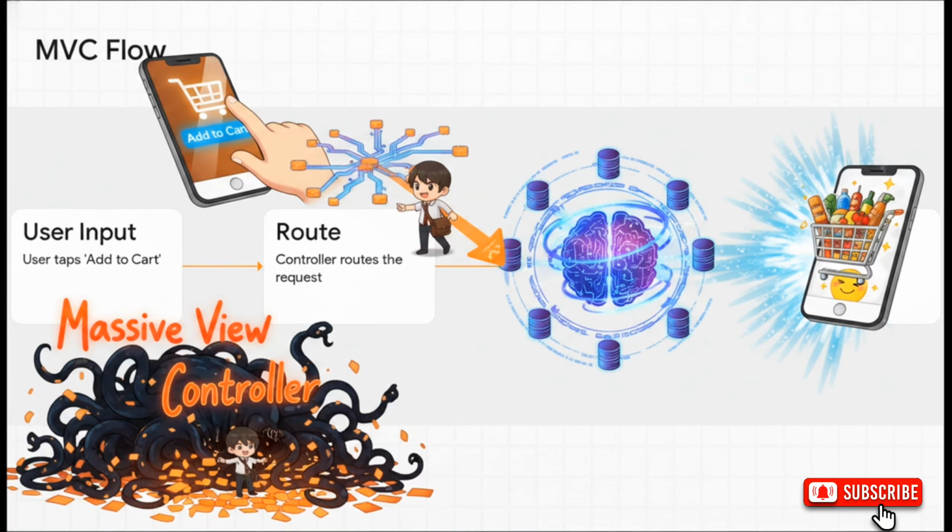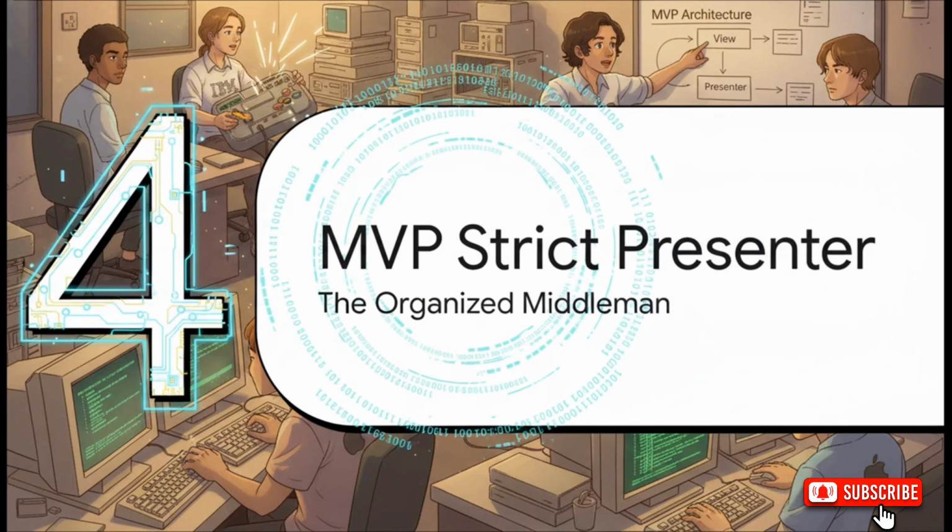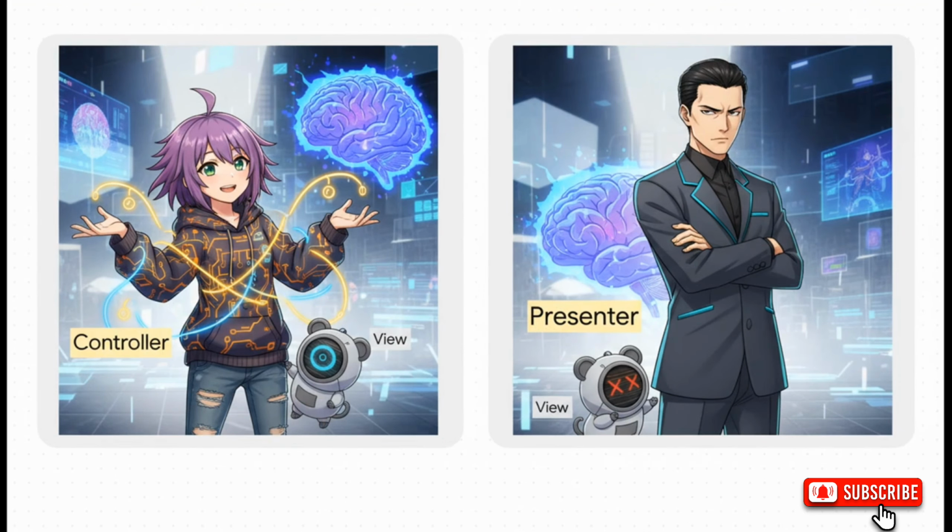In fact, developers jokingly call this the massive view controller problem, because the code can turn into this giant tangled mess. Which brings us to Section 4, MVP, the strict presenter. Think of this guy as the organized middleman. To fix that bloated controller problem, we move into the 1990s.